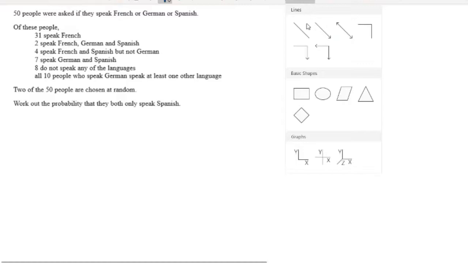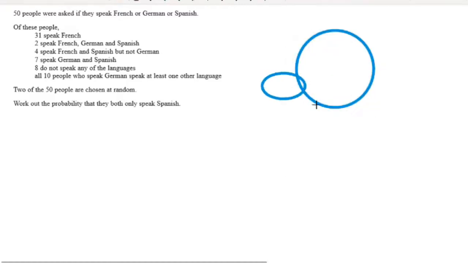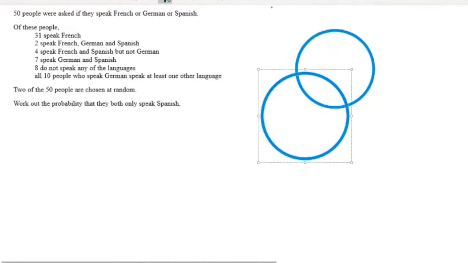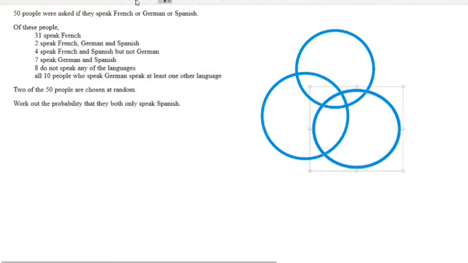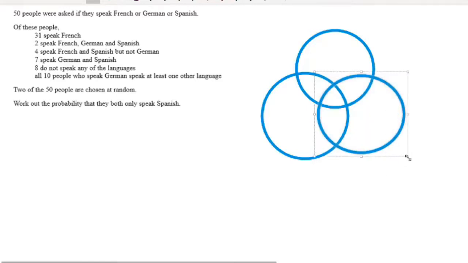Now, of these people, 31 of them speak French, 2 speak French, German, and Spanish, 4 speak French and Spanish, but not German, 7 speak German and Spanish, 8 do not speak any of the languages, and all 10 people who speak German speak at least one other language. Now, 2 of these 50 people are going to be chosen at random. Work out the probability that they only speak Spanish.